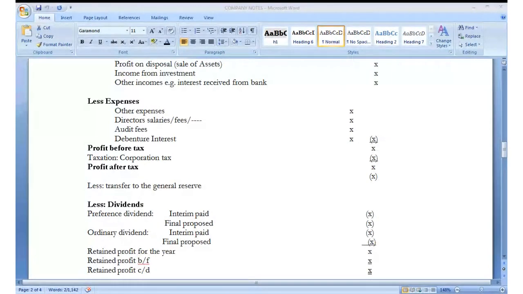So Sharon, I'm repeating again that the retained profit brought forward is the retained profit of the previous year, and that retained profit brought forward you will always be given. You add that retained profit brought forward to the retained profit for the year to get retained profit carried down, Patricia. So retained profit carried down is the retained profit for the year plus the retained profit brought forward.